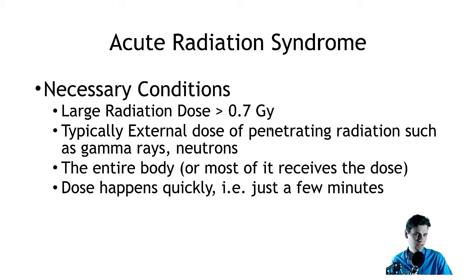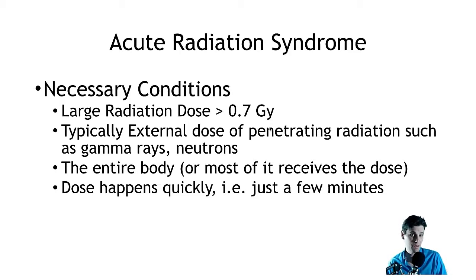In acute radiation syndrome, the entire body receives the dose. So if your hand or your finger receives a very high radiation dose, you wouldn't necessarily have the same effects of acute radiation syndrome that we're going to talk about here today. It occurs mostly in areas where the whole body has been irradiated, for instance, a radiation worker in a nuclear accident or after an atomic bomb.